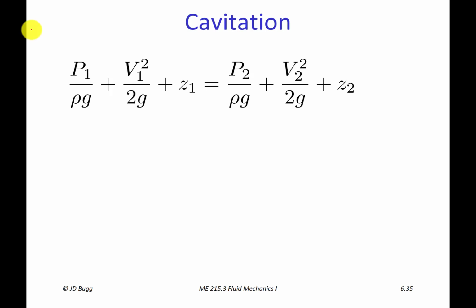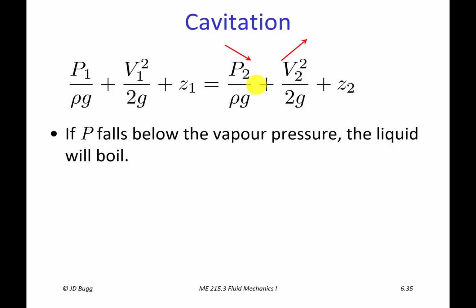The next topic we want to look at is cavitation and net positive suction head. To understand cavitation, we want to go back to the basic Bernoulli's equation. And remember that when the velocity of fluid increases, the pressure decreases. So if we're in a situation where the velocity has increased so much that the pressure of the liquid drops down to the boiling point, then that's cavitation. We get a vapor bubble forming in our liquid. So if P falls below the vapor pressure, which is also the saturation pressure, the liquid will boil.